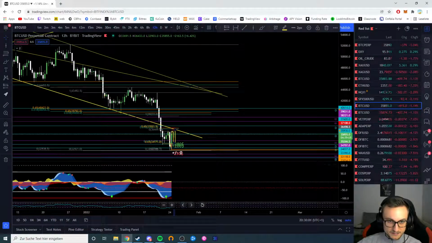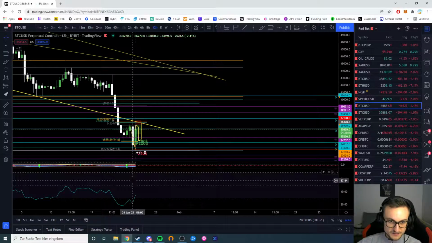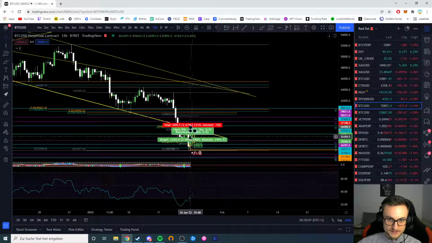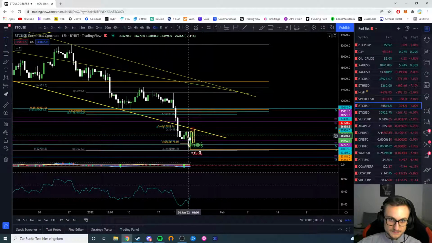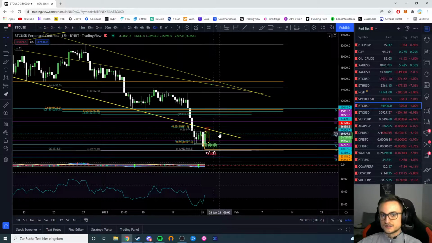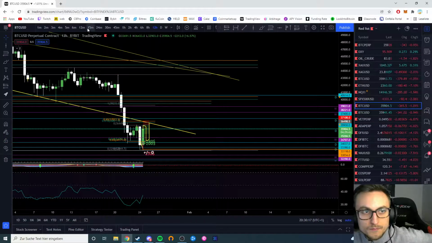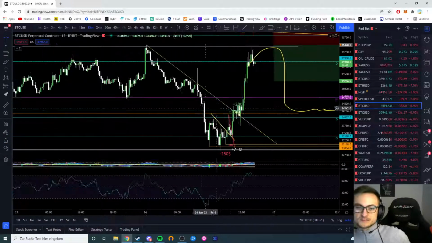I think we have some more bullish juice as we have this 12-hour bullish divergence that has some potential to play out and push the price up for the next couple days. But we will see.